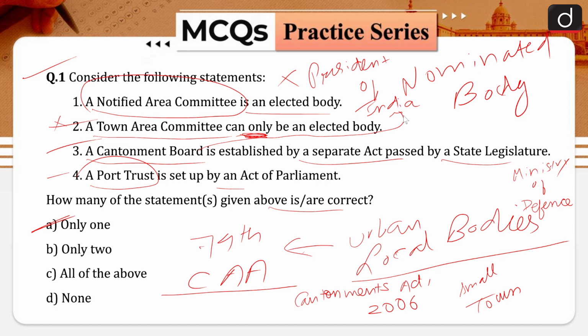Now coming to the fourth statement, that is a port trust. So basically the port trusts are established in port areas like Kolkata, Chennai, Mumbai, etc. The objective to create port trust is to manage and protect the ports and to provide civic amenities. A port trust is set up by an act of the parliament, and that is why your statement number 4 only is correct here.